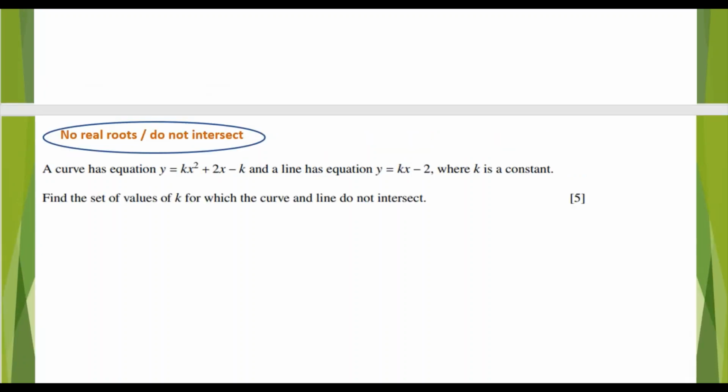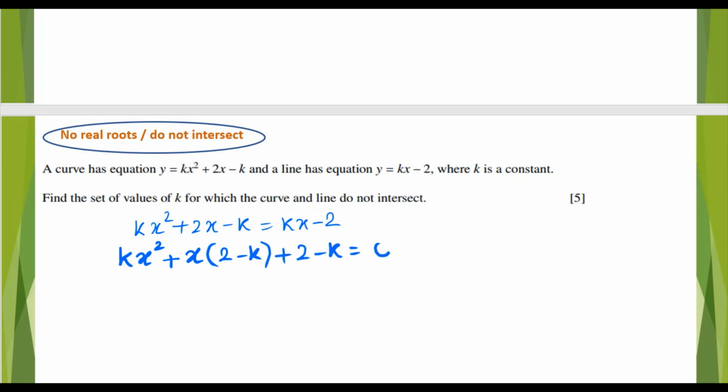First let us equate both the equations. kx squared plus 2x minus k equal to kx minus 2. So kx squared, bring that kx and minus 2 also to the left hand side. So you will get kx squared plus (2 minus k)x plus (2 minus k) equal to 0.